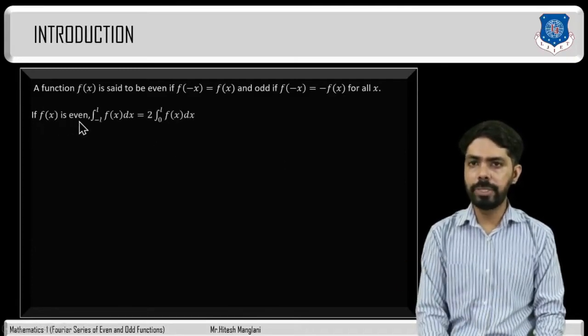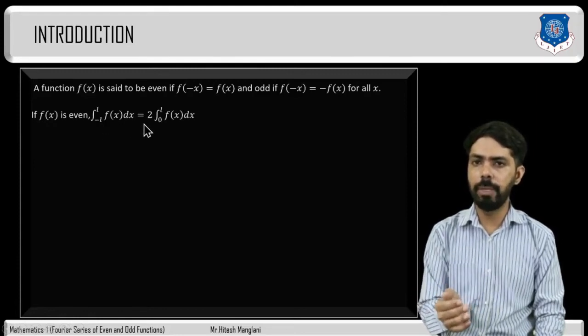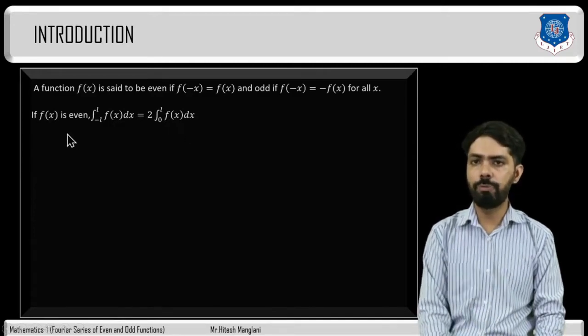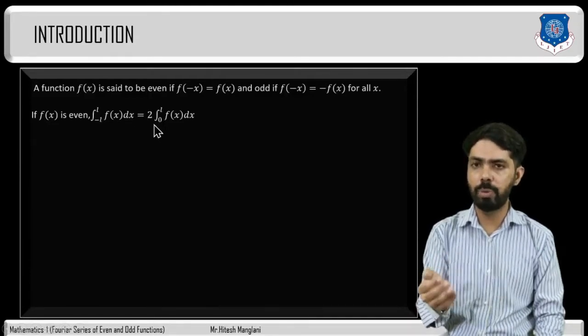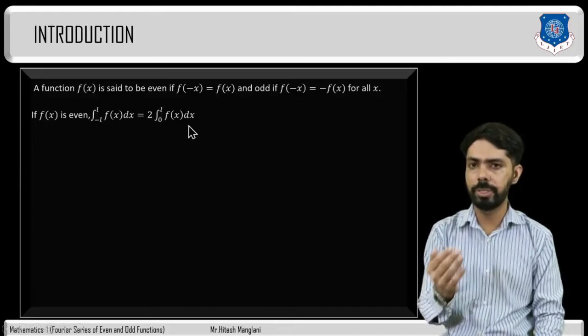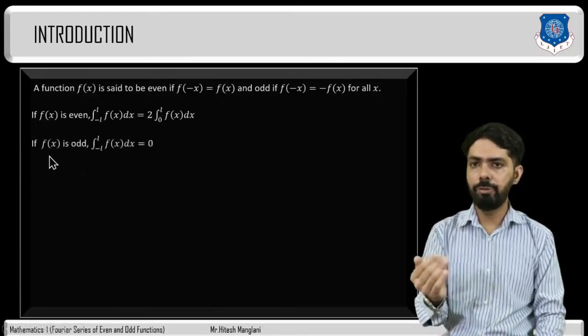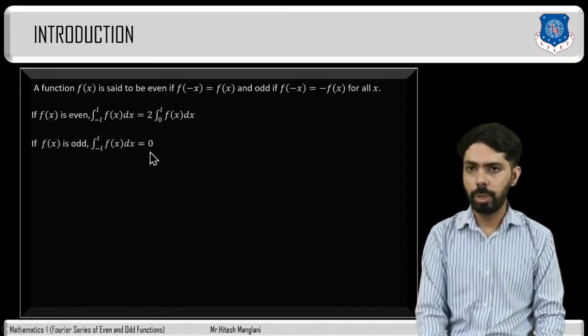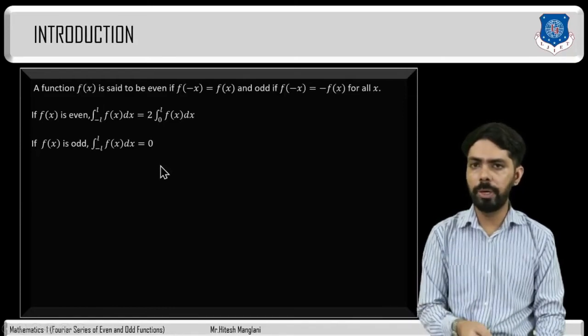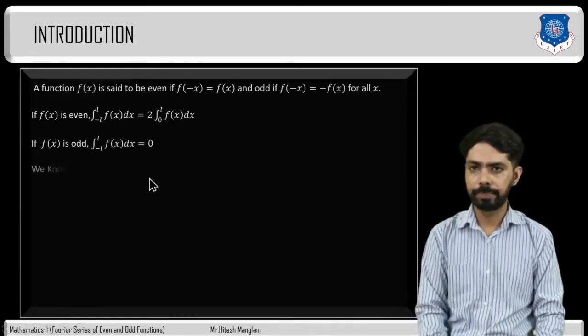Now if f of x is even, then integration from minus L to L f of x dx will be twice integration 0 to L f of x dx. So if the function is an even function, then integration minus L to L f of x dx can be written as twice integration 0 to L f of x dx. And if the function is odd, then integration minus L to L f of x dx will be 0. So we will use these properties in the examples.